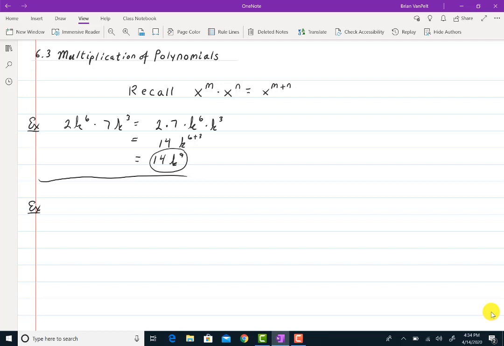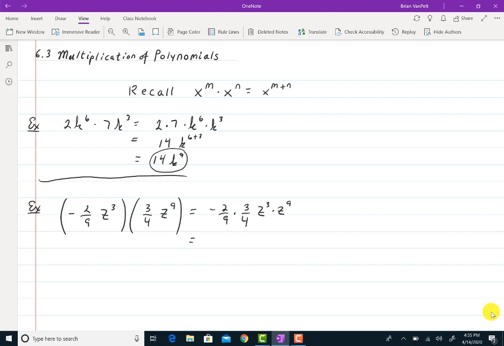Let's do it again. Another example. Negative 2/9 z to the 3rd times 3/4 z to the 9th. I can put the numbers together, so negative 2/9 times 3/4, and I'll have z to the 3rd times z to the 9th.